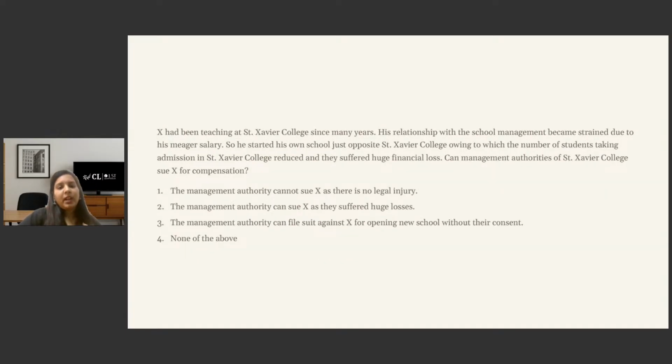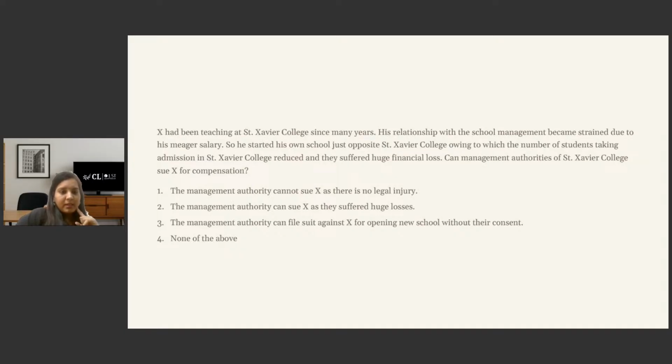X had been teaching at St. Xavier's College for many years. His relation with the school management became strained due to his meager salary, so he started his own school just opposite to the college, owing to which the number of students taking admission in St. Xavier's reduced and they suffered huge financial loss. Can management authorities of St. Xavier's College sue X for compensation?